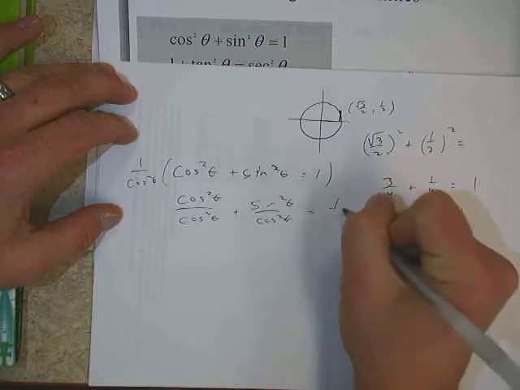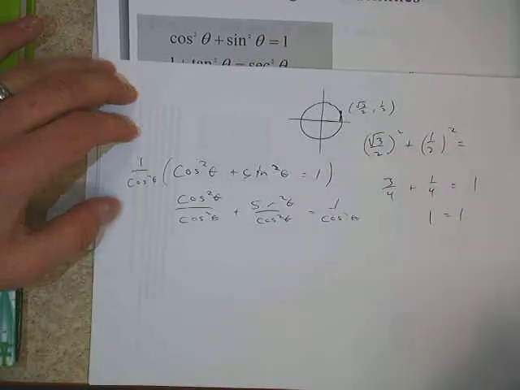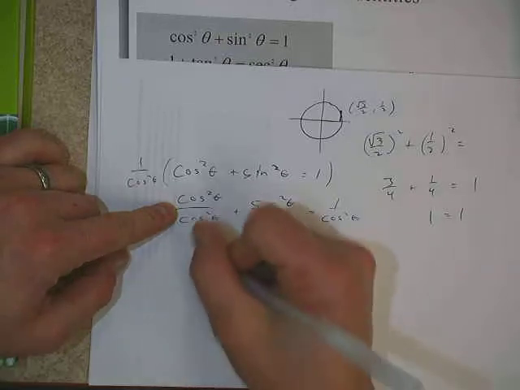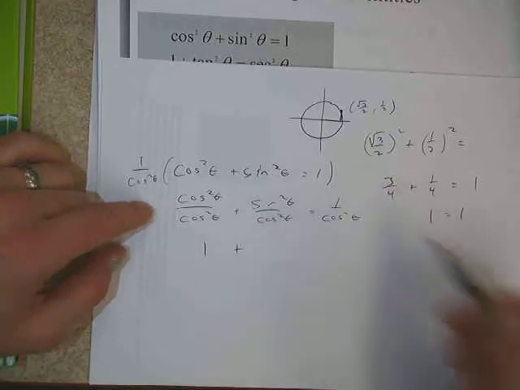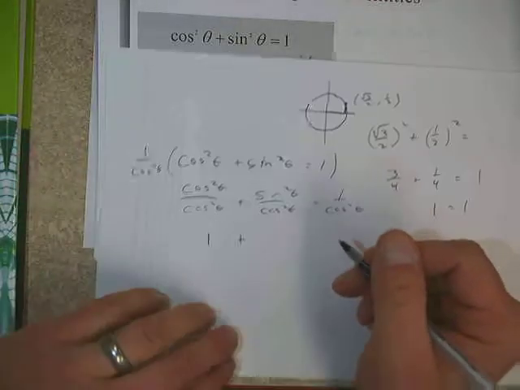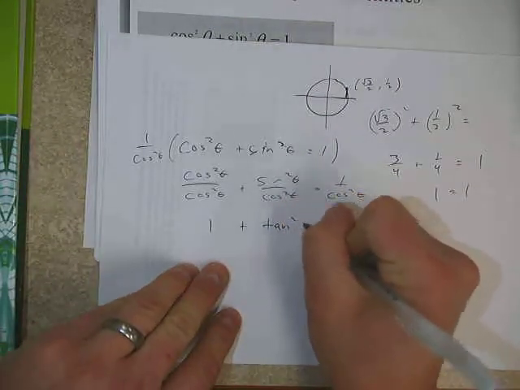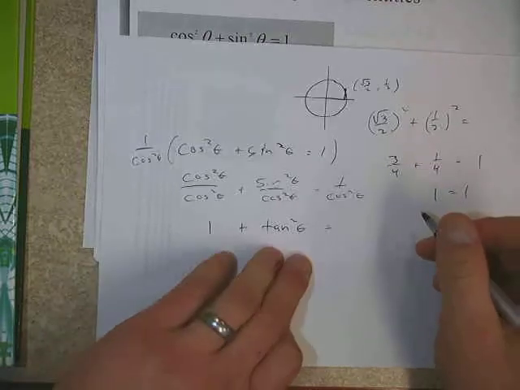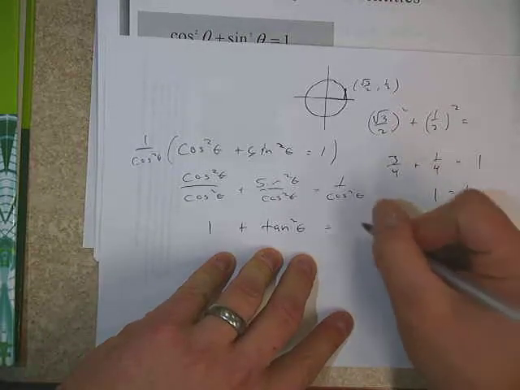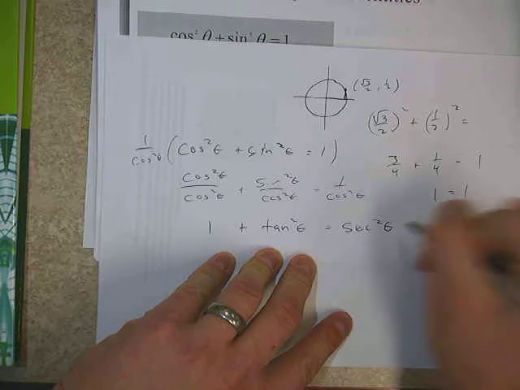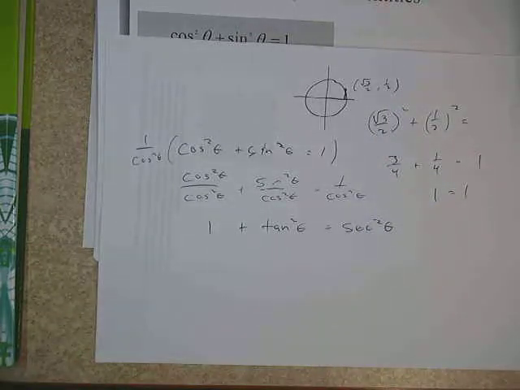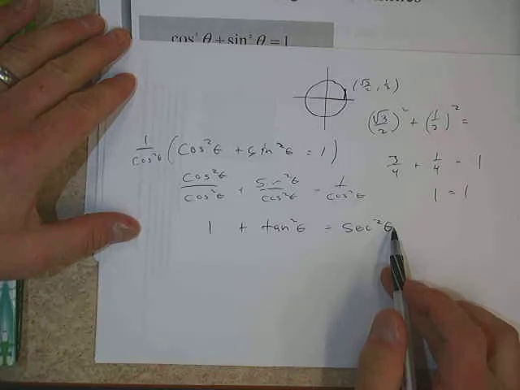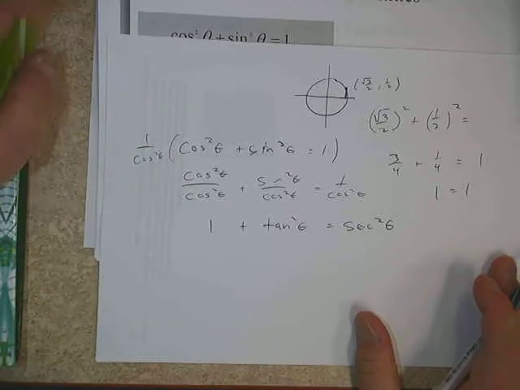We'd have cosine squared theta over cosine squared theta plus sine squared theta over cosine squared theta equals 1 over cosine squared theta. And ultimately, what is this? 1. And if I have sine squared theta over cosine squared theta, that's really what? That's tangent squared theta. And what's 1 over cosine theta? Secant. So therefore, 1 over cosine squared would be simply secant squared.